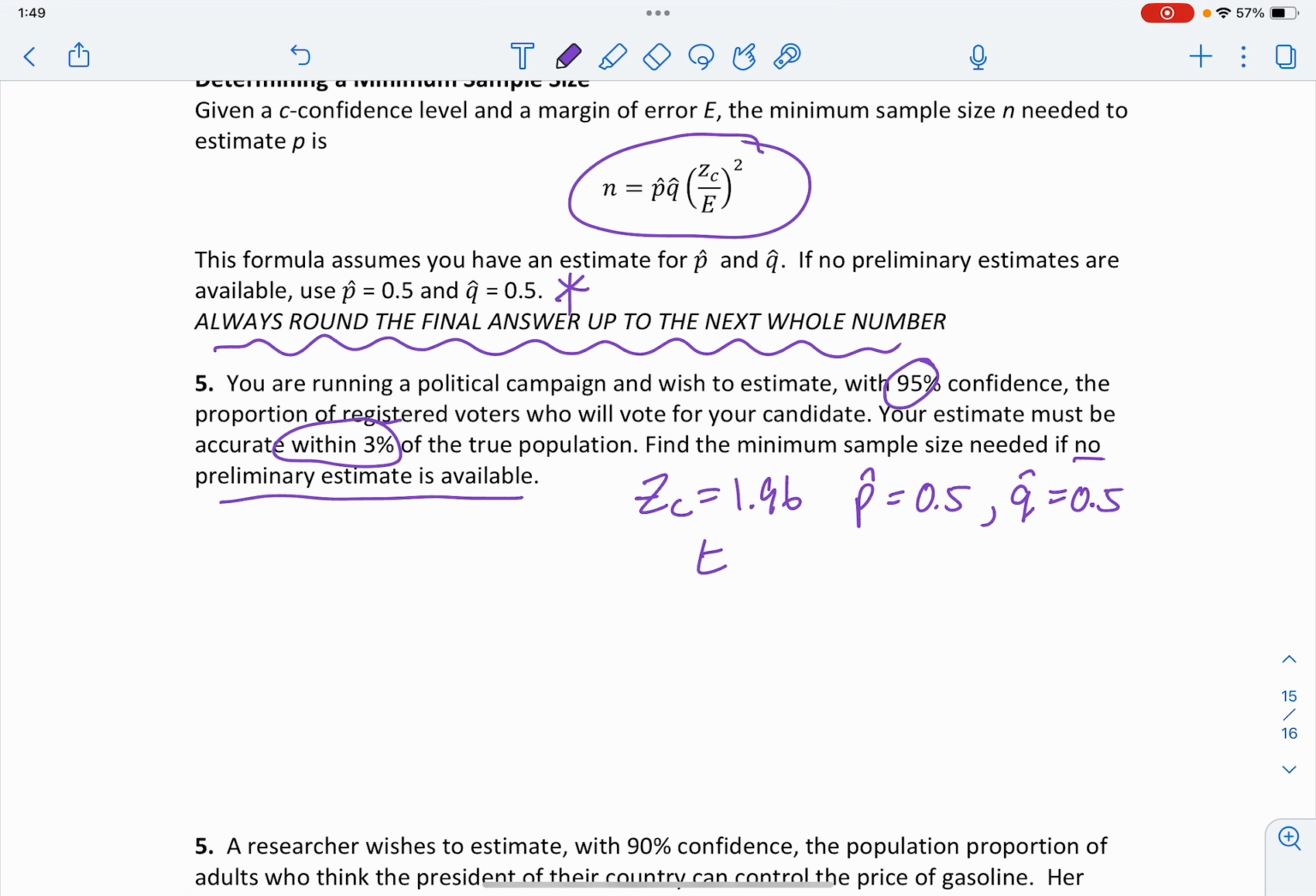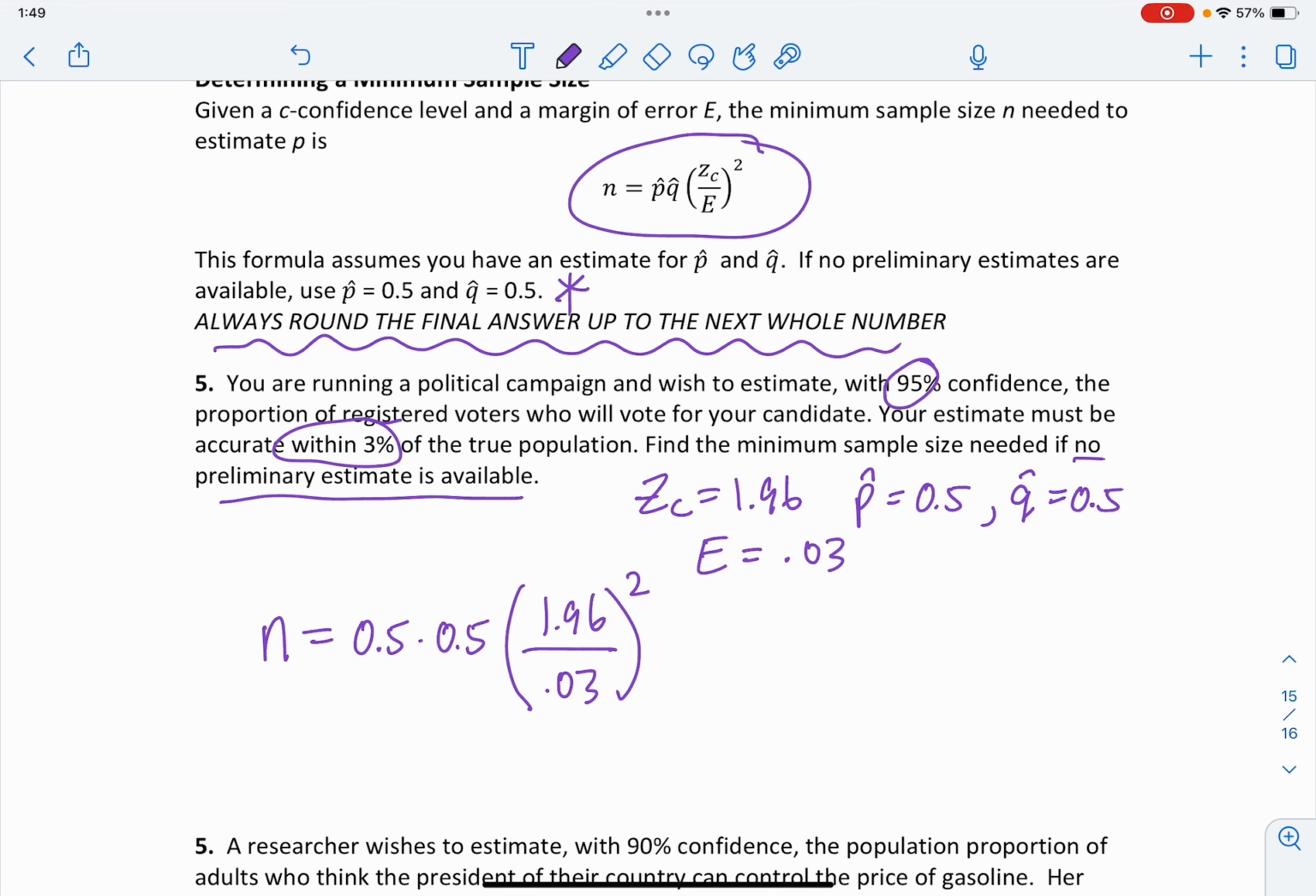And then we know our E is that within, but just make sure to write it as a decimal, so 0.03. And that's everything that's in the formula, so we can plug it all in. n is equal to p hat, so 0.5, times q hat, which is 0.5, times parenthesis zc, 1.96, divided by E, 0.03, squared.